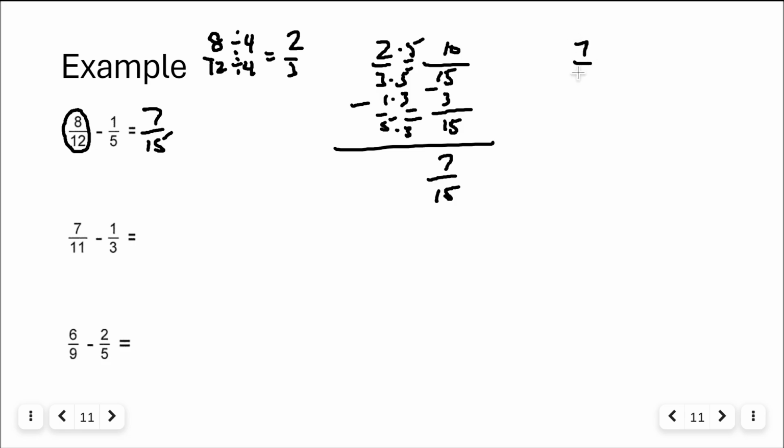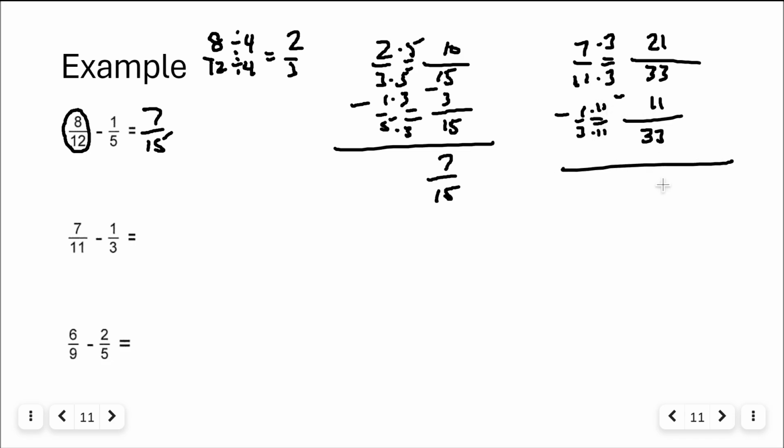All right, then we have 7 over 11 minus 1/3. So my common denominator this time is 33. It's actually when you multiply the 11 and the 3. So that's a 21. And then times 11 here and here. That's 11. That is 10 over 33. And there's my answer. And then we have 6 over 9 minus 2 over 5.